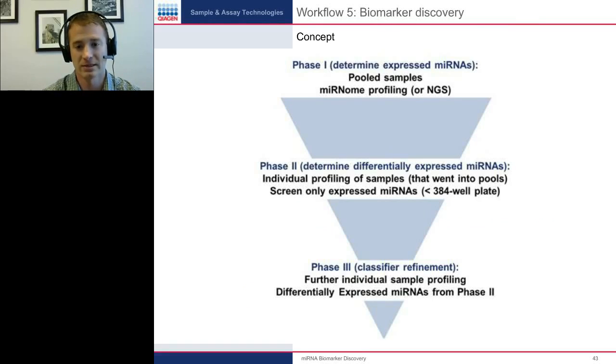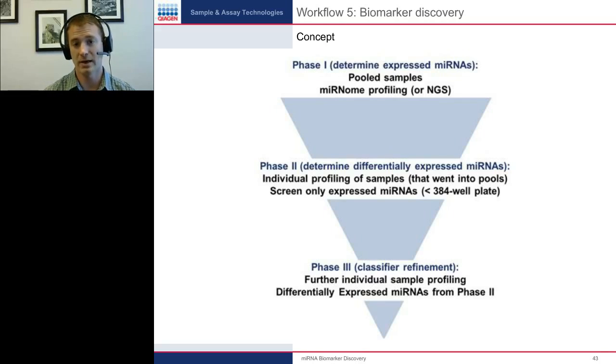Now, Step 5 is a concept. It's the biomarker discovery workflow. We'll go through this, and then this is what we're going to use to discuss our case for the day. So phase 1 is where you determine your expressed microRNAs.